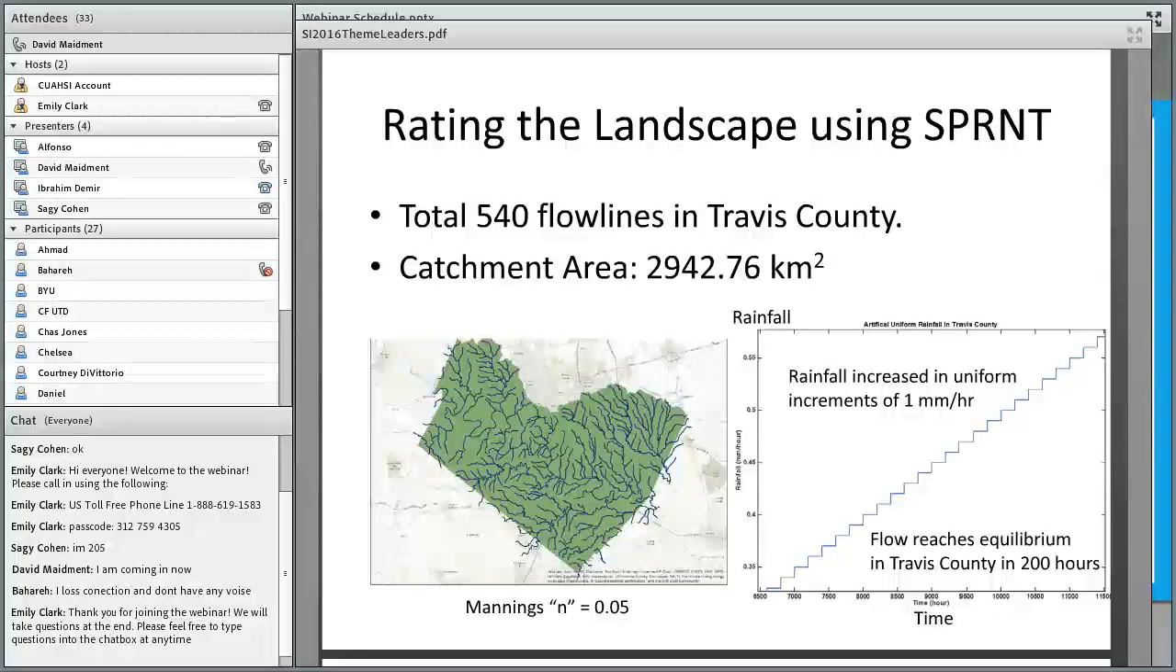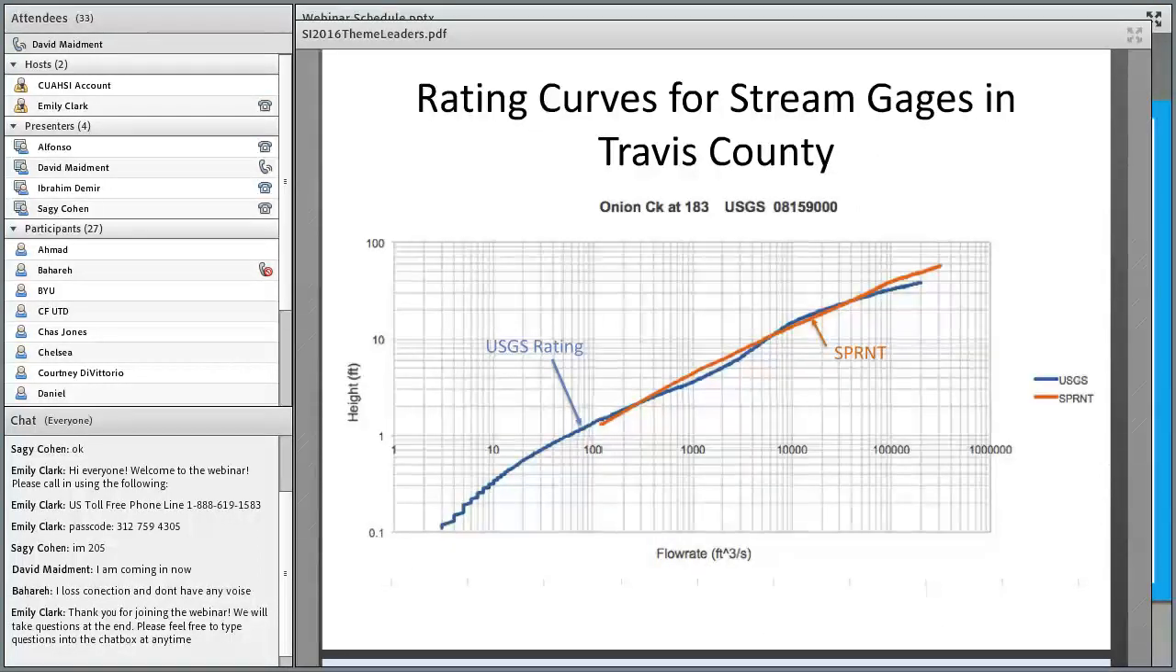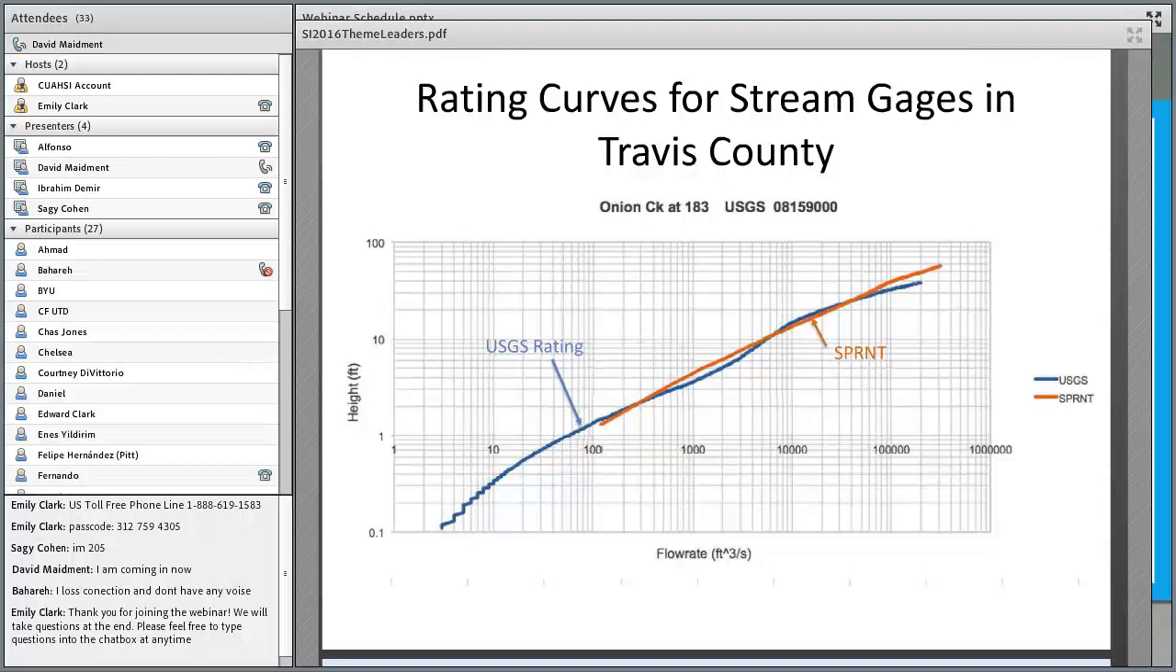it's a first cut. And what we've been able to do then is to compare the water height versus flow rate, or the rating curve, at all those reaches, and this one shows the Onion Creek at Highway 183. The USGS rating curve is the blue line, and the brown one is the one that comes from the SPRINT model. So there are some discrepancies between them, but you can see that there's a reasonable agreement as it is.